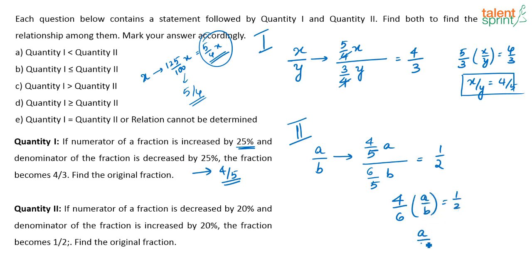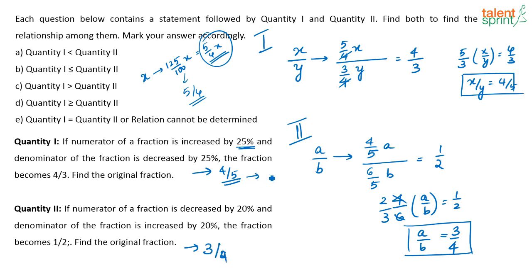Or what is a by b? A by b is equal to, what do you get? 3 by 4. A by b is 3 by 4. Now what is the question? Okay, this is quantity 2 is 3 by 4. So now 3 by 4. So now you have to compare this and this.